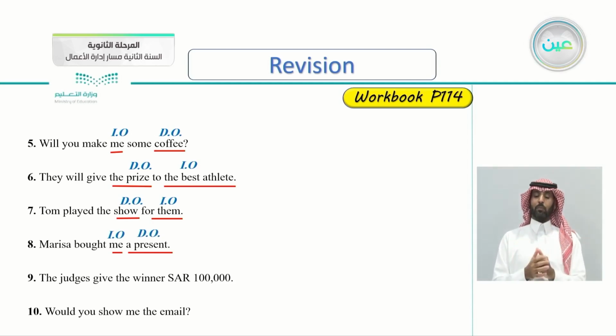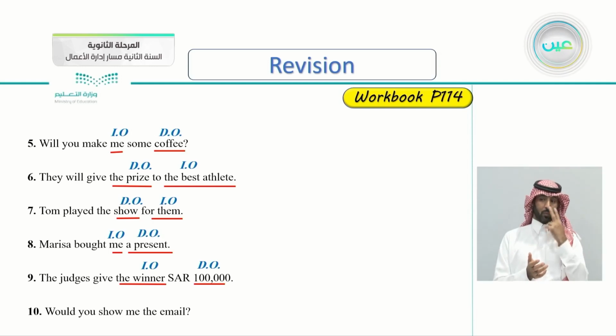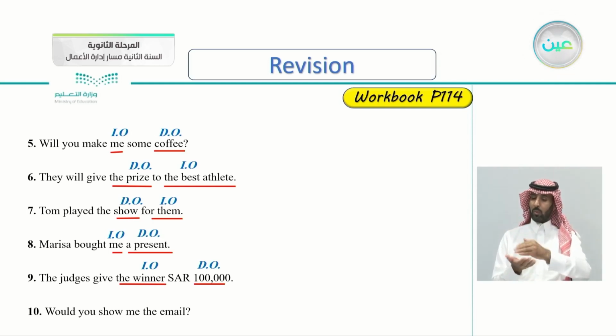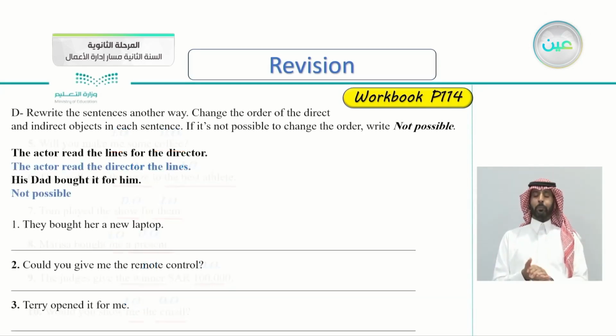Number nine, the judges give the winner 100,000 Saudi riyals. Excellent. The winner is the indirect, 100,000 Saudi riyals is the direct object. Number 10, would you show me the email? Okay, so me is the indirect, the email is the direct object.